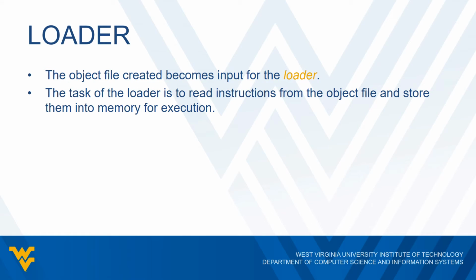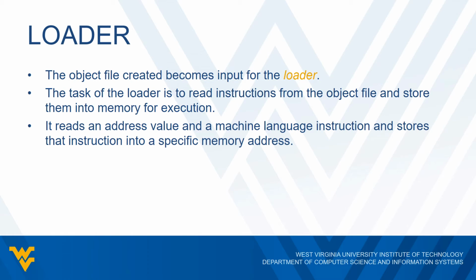It's the task of the loader to read the instructions from the object file and store them into memory for execution. The way it's going to do this is it's going to read the contents of this file. It's going to read the address value, it's going to read the machine language instructions, and then store those instructions into the specified memory addresses. So it sees the memory address in the file, goes to that address in memory, and stores the instruction that's associated with that address in the object file. This operation is simply repeated for every instruction in the object file.